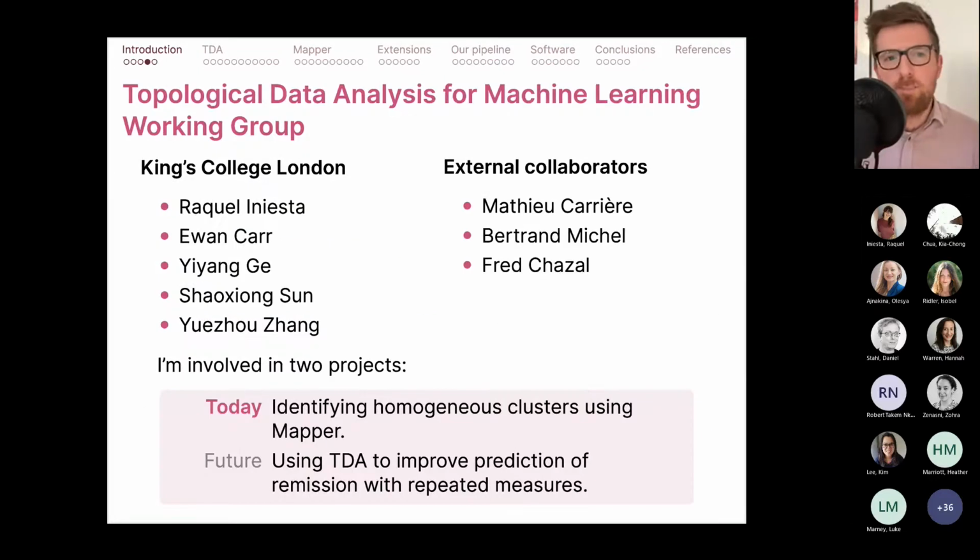This is work done as part of the working group on topological data analysis for machine learning. So alongside Raquel, there are a few others of us here at King's, but also we have external collaborators. And I've been involved with a few projects related to TDA. The one I'm talking about today is all about clustering and Mapper, but we're also elsewhere looking at incorporating TDA into prediction models and how we can use TDA to incorporate repeated measures data into prediction. So that's for another day.